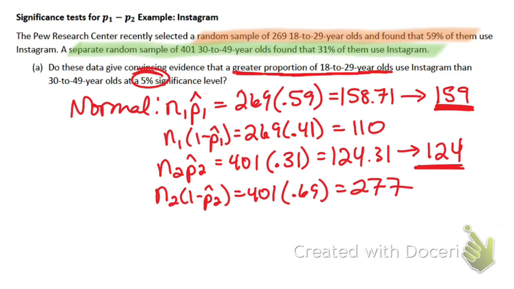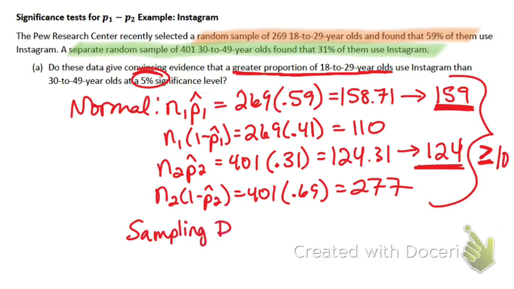Are we done with normal? No. What do we got to do? We need to say that all of these are greater than or equal to what? Not 30. 10. For large count condition for proportions, it's 10. And then we need to say the sampling distribution of P hat 1 minus P hat 2 is approximately normal. All of the conditions are met, folks. Aren't you excited? And so now what do?